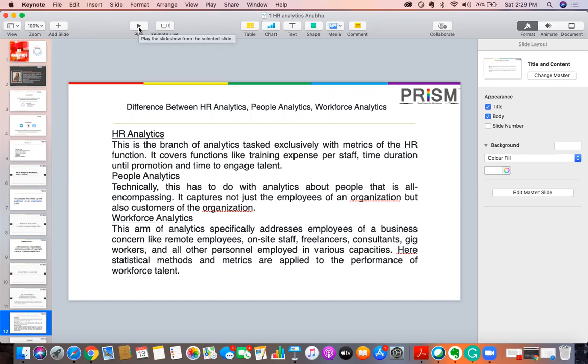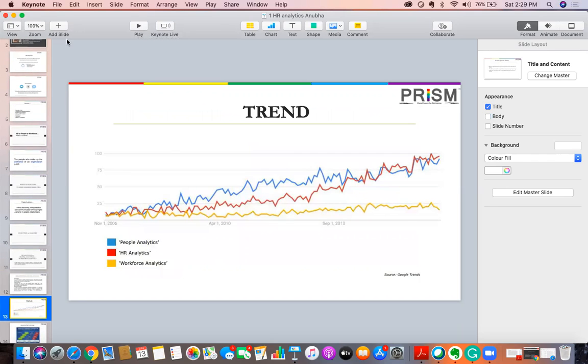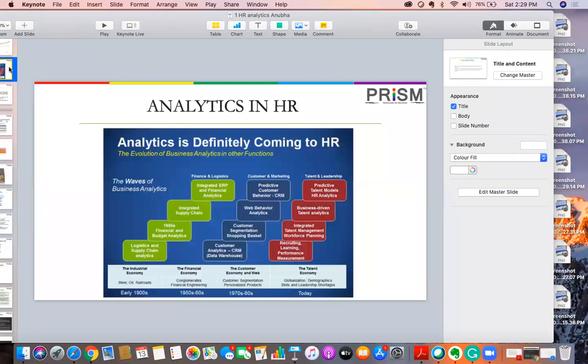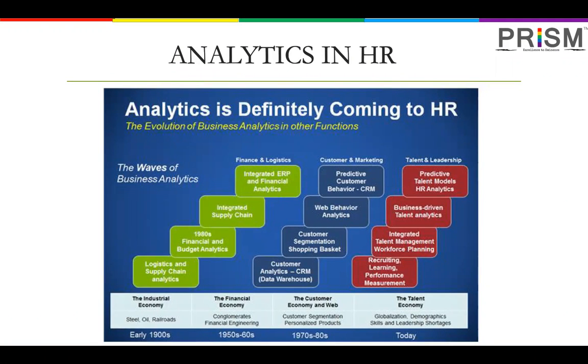of workforce talent. Now, when we talk about the trends, if you look at the past, you will see how it has been used in the form of work, with people analytics moving towards HR analytics and finally towards workforce analytics. So let's try and see how it has come up into the trend. The analytics is definitely coming from the HR front. So let's try and understand what the key difference was here.